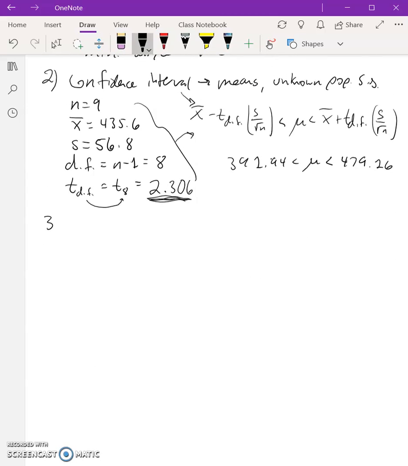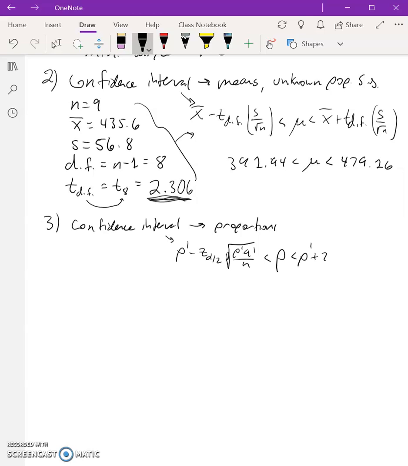So now we move on to question 3. This again is looking for a confidence interval, but in this case, we're looking at one for proportions. So the formula that we're going to be working with here is P dash minus Z sub alpha divided by 2 square root of P dash Q dash divided by N is less than P, which is less than P dash plus Z sub alpha divided by 2 square root of P dash Q dash divided by N.